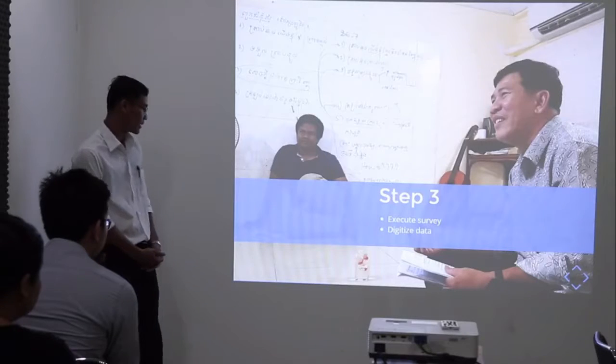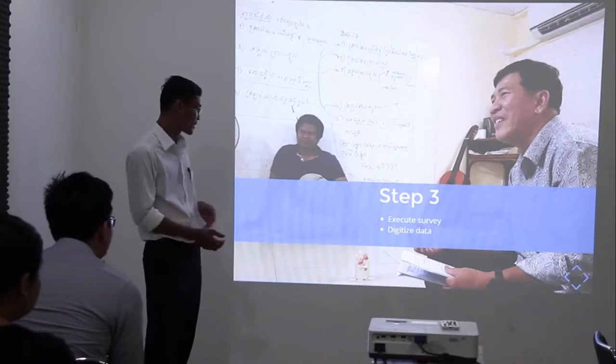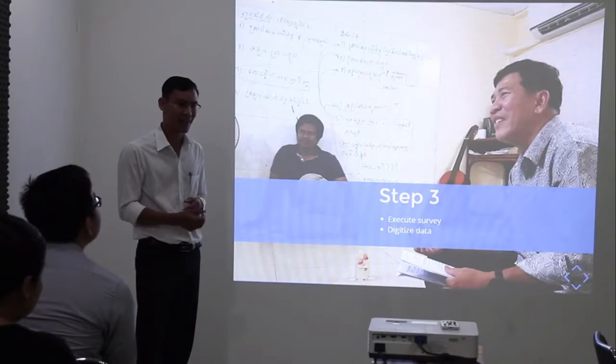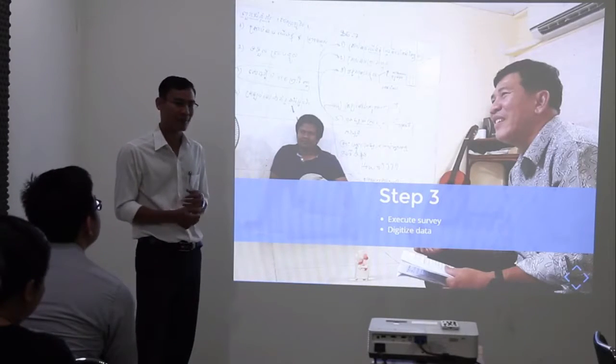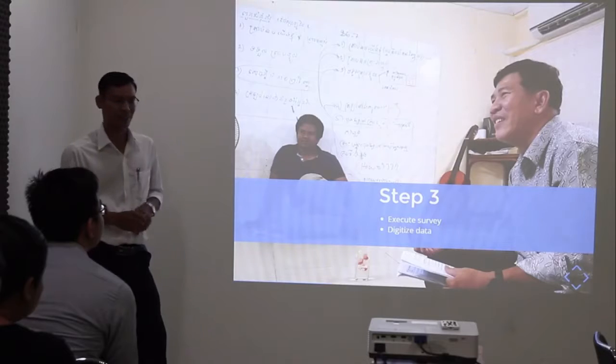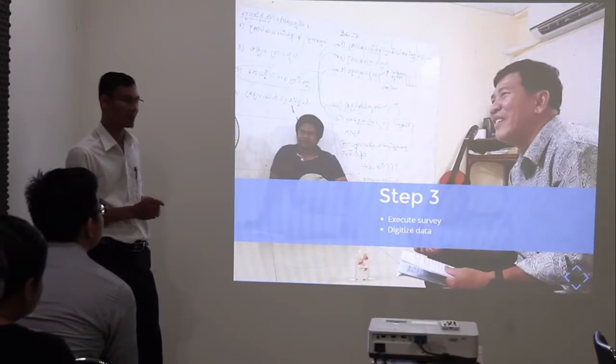So what you'll see when we get the results. And step 3, we execute the survey. We went to 20 different NGO offices to meet with staff members, between 1 to 4 members for each organization, and we came up with a total of 48 staff that we interviewed.